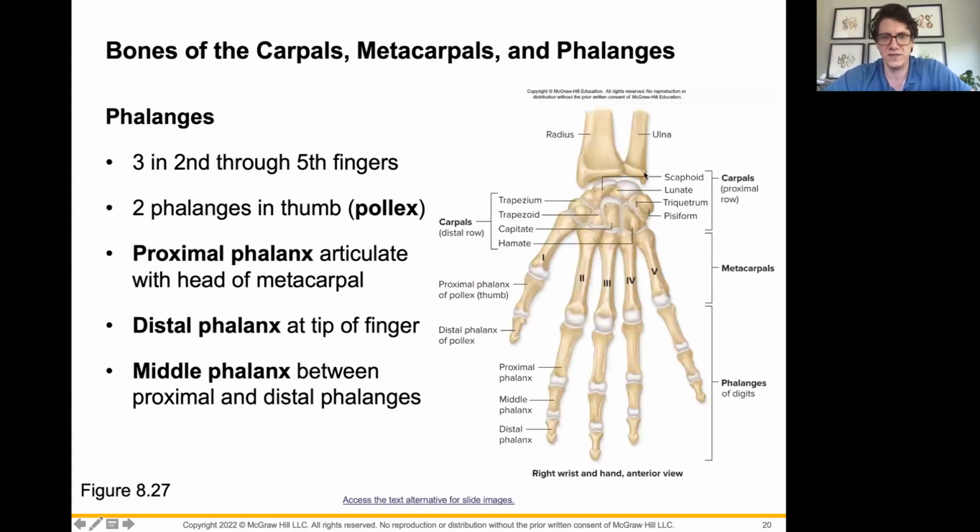Now, we also have the bones of the hand. So after the radius and the ulna, we can see the radius is kind of down here on the thumb side. The ulna is over here on the pinky side. We can see that we get into the wrist.